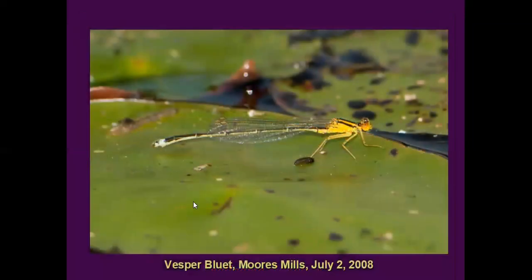And the Vesper bluet, which is so named because it really comes out only during the last hour or so of daylight. So this was photographed with a flash after 8 o'clock on the day after Canada Day, way back in 2008 at Morris Mills down in Charlotte County. What a gorgeous little damselfly.